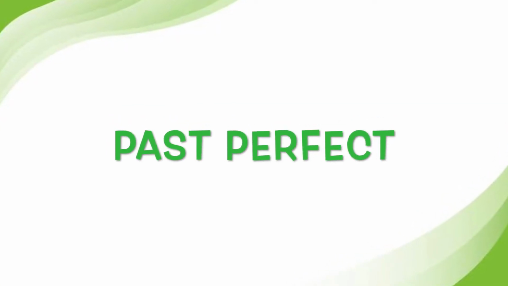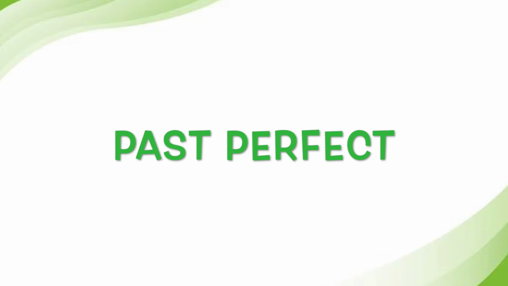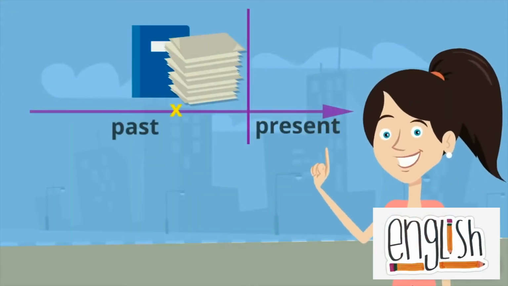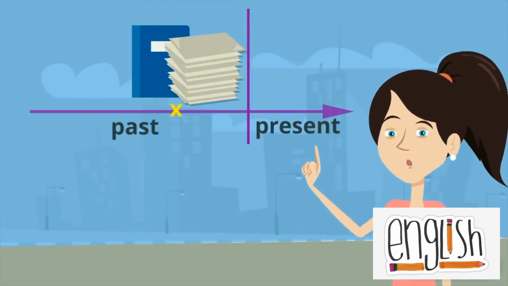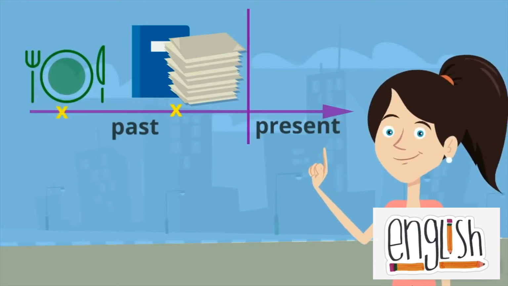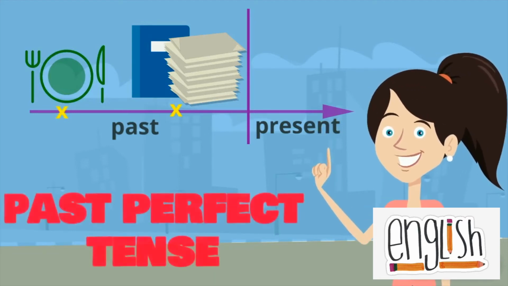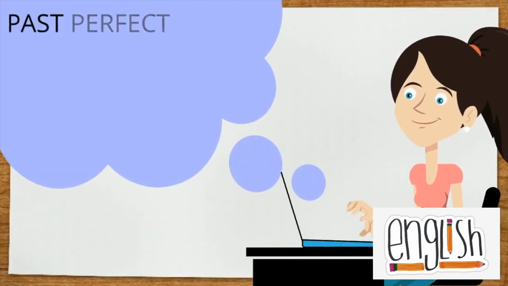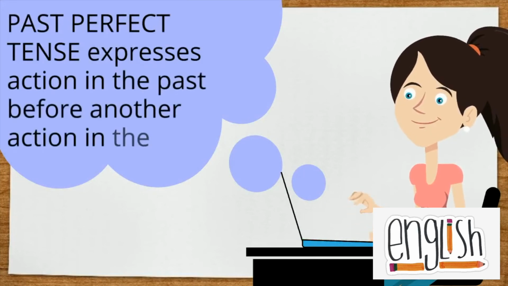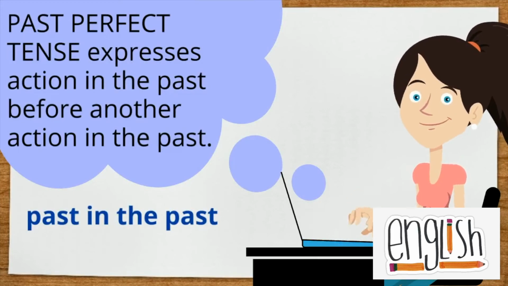And now let's watch the explanation about past perfect. We use past tense to express past actions. But what if there was another action before the certain action in the past? How will you state which happened first? That is the time we use the past perfect tense. Past perfect tense expresses an action in the past before another action in the past. It is basically the past in the past.